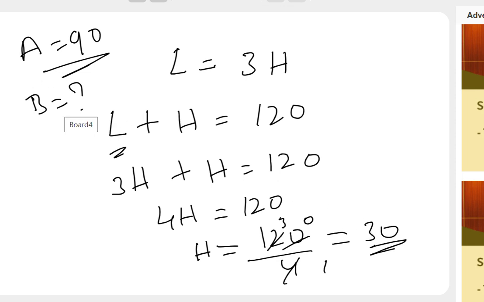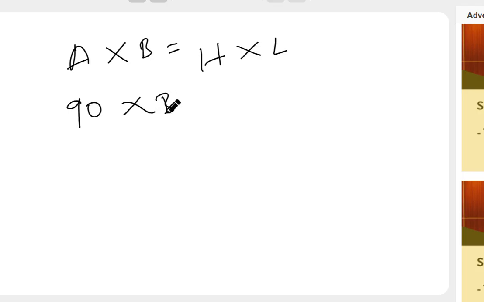So for that you should use the relationship between HCF, LCM and the two numbers. That is A into B. The product of two numbers is equal to the product of HCF and LCM. So A they have given in the question, that is 90, and we don't know the other number, we are finding it out. H we got 30, into L also we know.